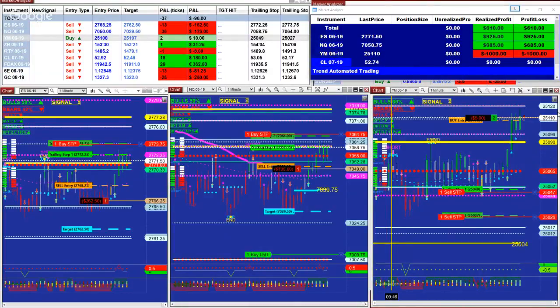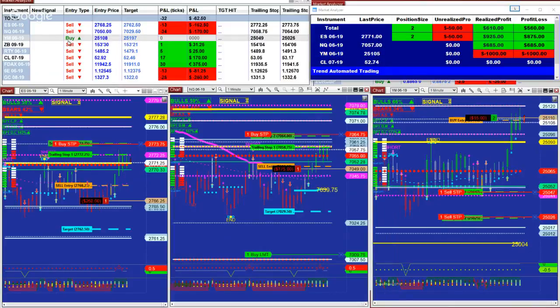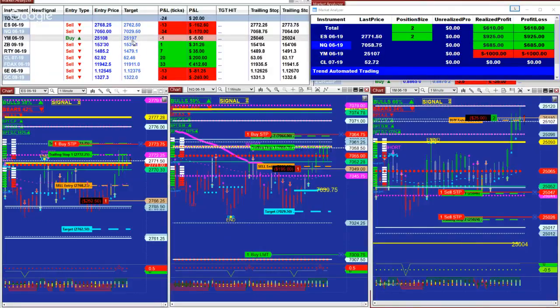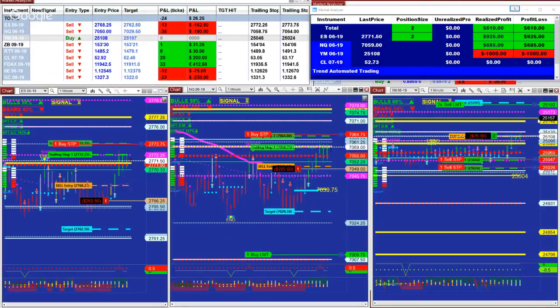This is the YM we called for you. There is nothing we call for you. Everything is on the market analyzer here, you can see when we said go into YM at 25108, target 25197. It's right there. There is no monkey business here.